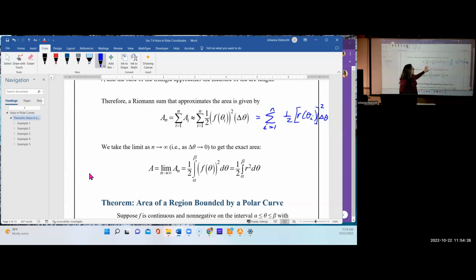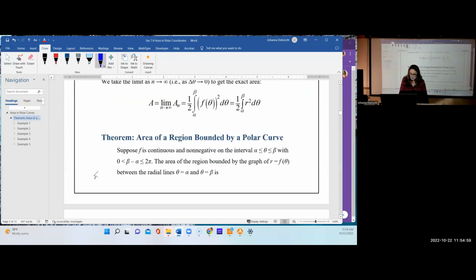And then you know that this gives us an approximation using sectors of a circle. And then as long as we take the limit as n goes to infinity or delta theta goes to 0, we get the exact area. So we end up with the integral from theta equal alpha to theta equal beta of 1/2 r of theta squared d theta, which gives us this formula that you see right here. Right? So we're ending up with a formula based on r. And it's actually, in a lot of ways, a fairly simple formula.